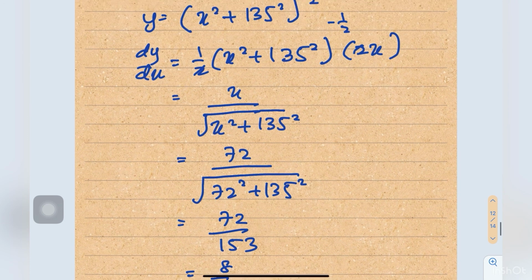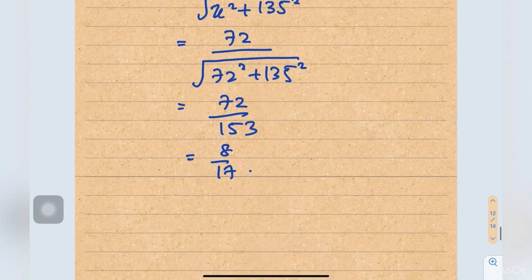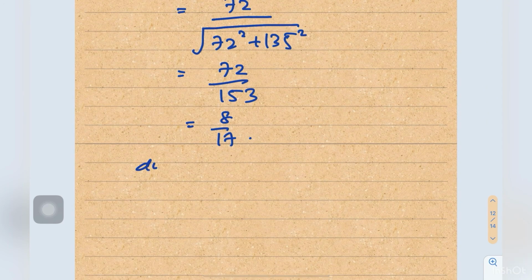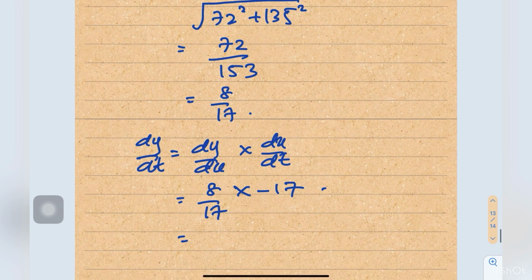Now we are going to find the rate of change of y. dy/dt equals dy/dx times dx/dt. dy/dx is 8 over 17 times negative 17, which becomes negative 8.